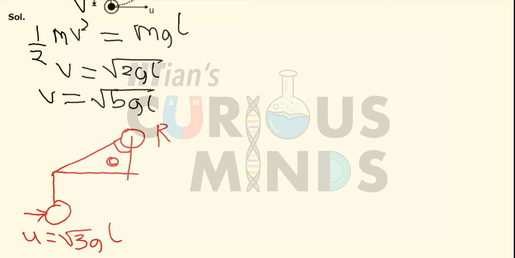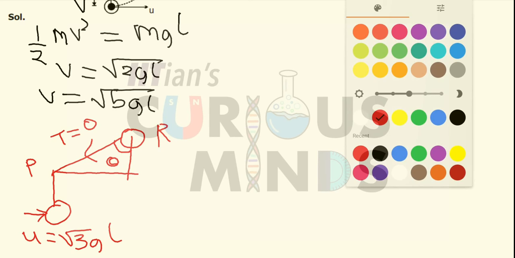After that height, the string that is tied to the bob at point P will not be tight, and the tension over here will come out to be 0. That is, the bob loses contact with the string. After it loses contact with the string, what will happen?